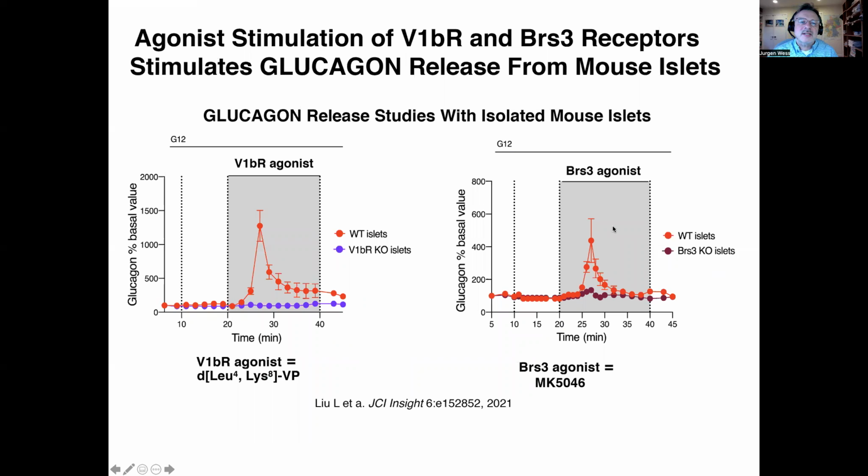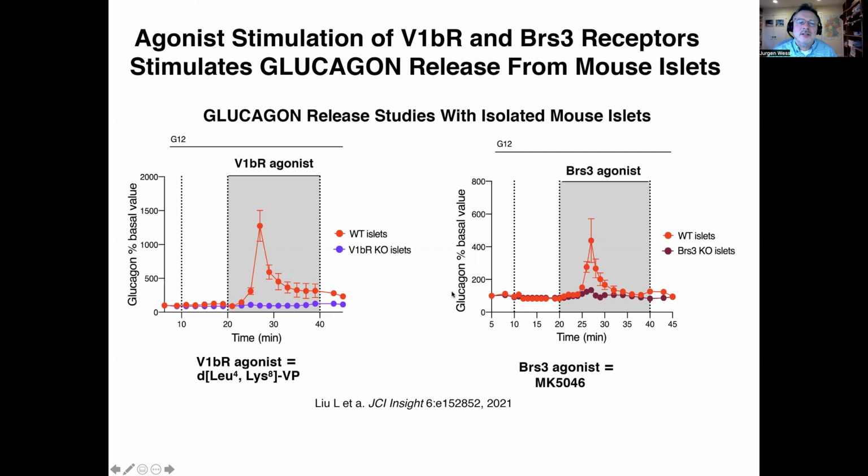Shown here are studies where we incubated islets from wild-type mice with a selective V1b receptor agonist or a selective BRS3 receptor agonist. As expected, both agonists strongly stimulated glucagon release. These responses could be blocked in the respective knockout animals. So the purple circles stand for the V1b receptor knockout islets, and the brown circles stand for the BRS3 knockout islets, shown here.